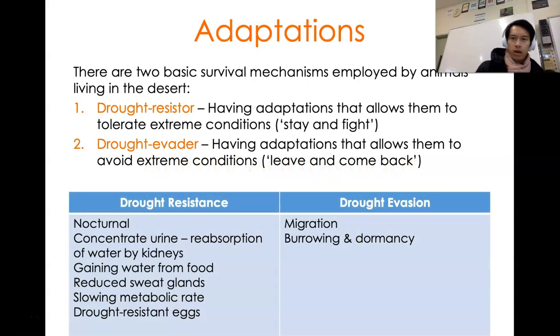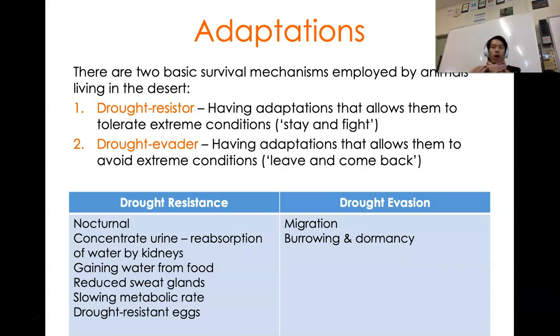So, survival for animals is actually based on kind of two adaptation approaches, yeah? The first being that of a drought resistor, having adaptations that allow them to tolerate those extreme conditions that we mentioned in the last video. So that is the kind of stay and fight approach. And then there is also the drought evader, which is having adaptations that allow the animal to avoid those extreme conditions, or a leave and come back kind of approach.